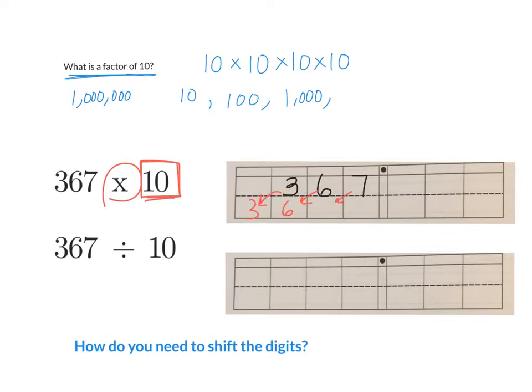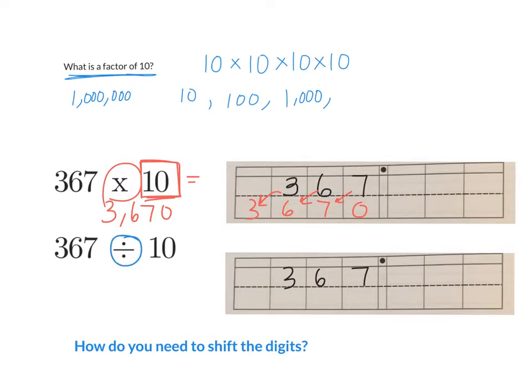So what is 367 times 10? It's 3,670. Very good. Now, same thing in my next problem. Go ahead and copy it down. 367 divided by 10. This time I'm dividing. When I divide, which way do I need to shift the digits? To the right. How many times? Well, let's take a look.